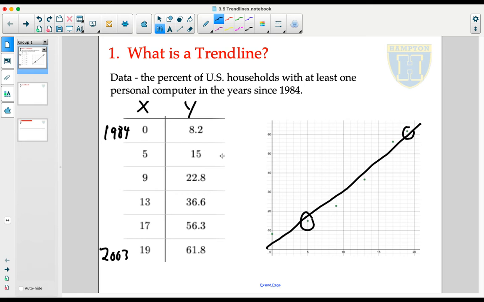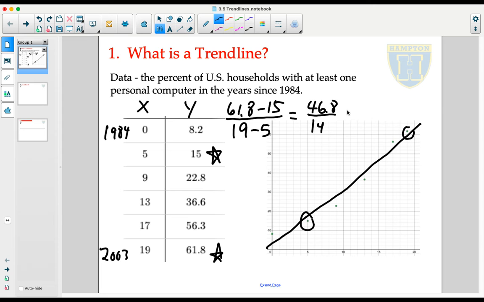The 2 points that I chose here were (5, 15) and (19, 61.8). I can find the slope between those 2 points by doing 61.8 minus 15 over 19 minus 5. That gives me 46.8 over 14, which, rounded to the nearest hundredth, is roughly 3.34.